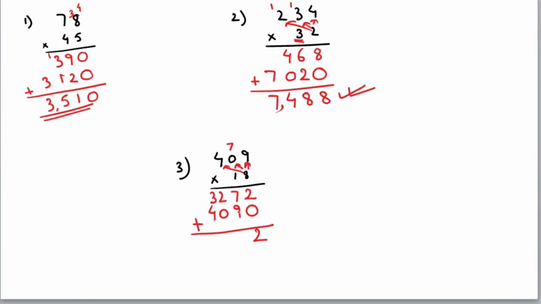2. 9 plus 7 is 16. 1 is the carryover. 2 plus 1 is 3. 4 plus 3 is 7. This is the answer. Now match it with your answer and let me know in the comment below how many you did correct.